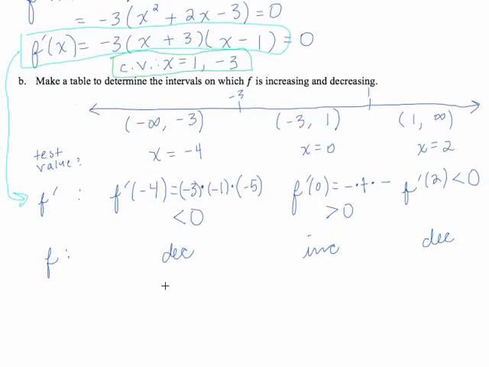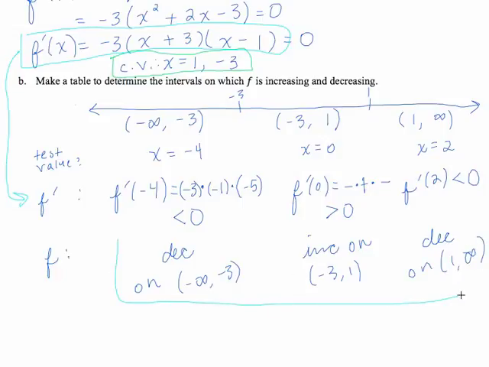So let's write that out. It's decreasing on -infinity to -3, increasing on the interval from -3 to 1, and decreasing on the interval from 1 to infinity. That's our answer to that part. And if you like to sketch in some little dashed lines to kind of separate what's going on here, that's fine.